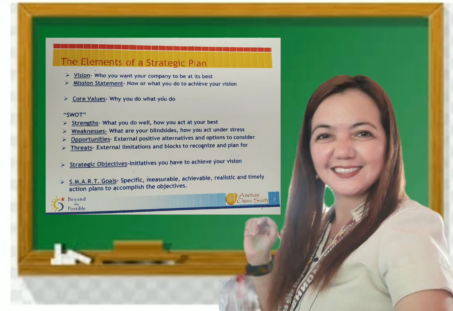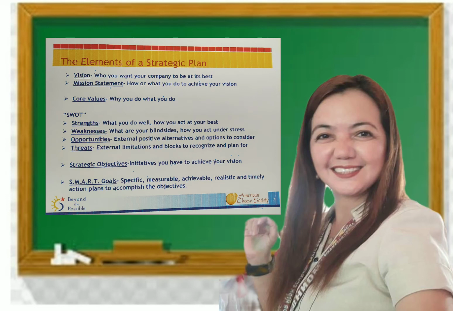Then you have the core values. Why you do what you do. Then we have also the SWOT, strengths. Unsa man naa sa strengths. What you do well, how you act at your best. Unsa may naa jud dinha nga strengths ninyo nga inyong mapakita. Weaknesses, what are your blind sides, how you act under stress. Unsa may mga kakulangon sa inyo ang business na inyong i-introduce sa inyo ang market.